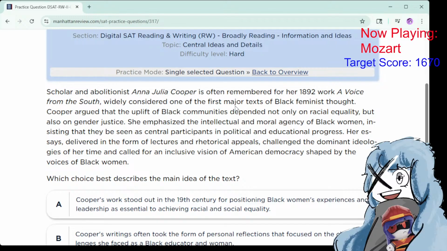Anna Julia Cooper is often remembered for her 1892 work, A Voice from the South, what is considered one of the first major texts of black feminist thought. Cooper argued that the uplift of black communities depended not only on racial equality but also on gender justice. She emphasized the intellectual and moral injustice faced by black women, insisting that they be seen as central participants in political and educational processes. Her essays, delivered in the forms of lectures and rhetorical appeals, challenged the dominant ideologies of her time, calling for an inclusive vision shaped by the voice of black women.